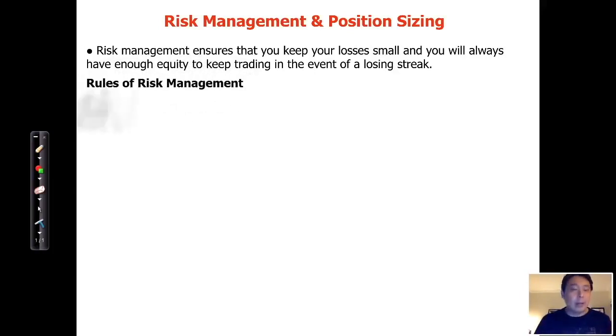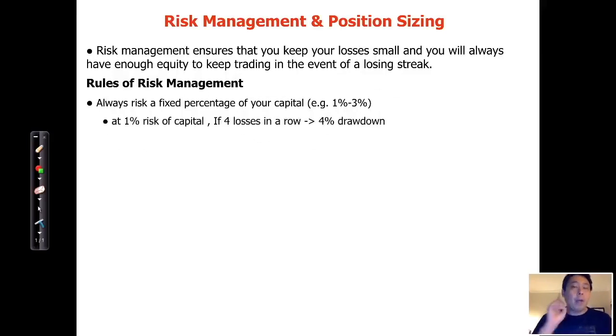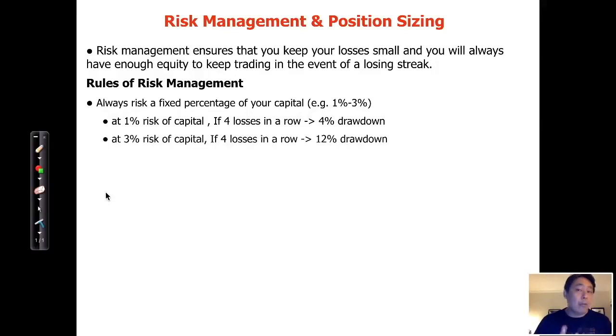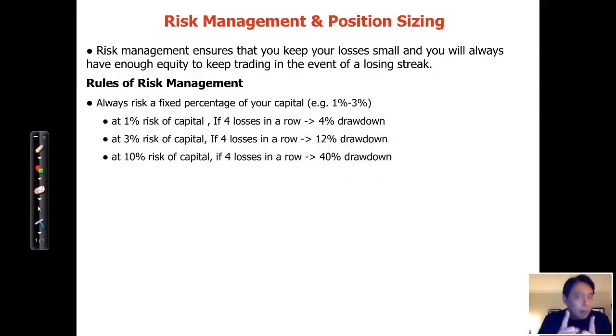So here are the rules again. Rule number 1, always risk a fixed percentage of your net liquidation or capital. Again, cap it between 1% to a maximum of 3%. Remember, when you risk 1%, if you get 4 losses in a row, that's a 4% drawdown on your capital. At a 3% risk per trade, with 4 losses in a row, you're getting a 12% drawdown on capital. But if you risk 10%, which you should never do, remember, 4 losses in a row and you're down 40% of your capital.